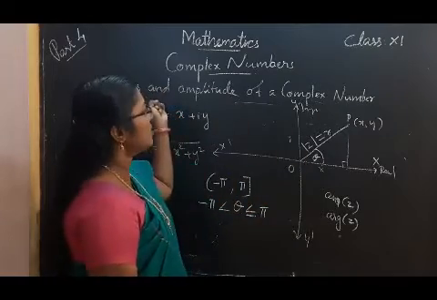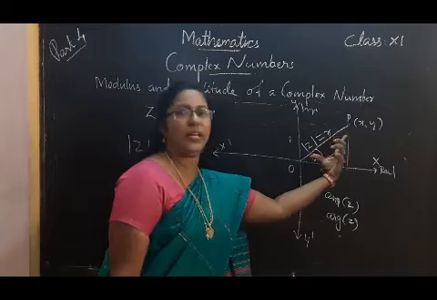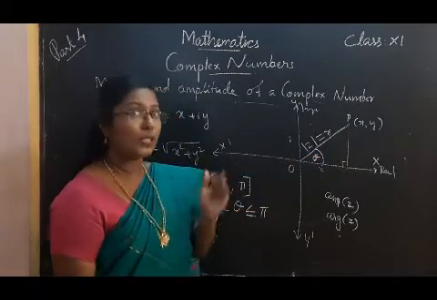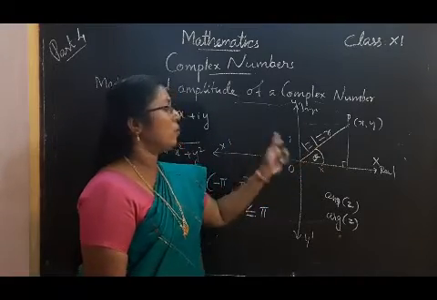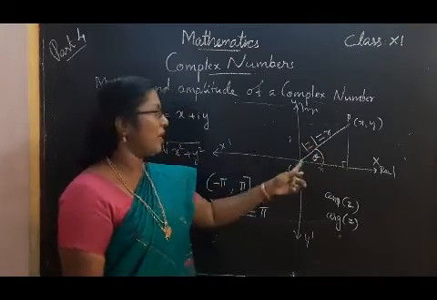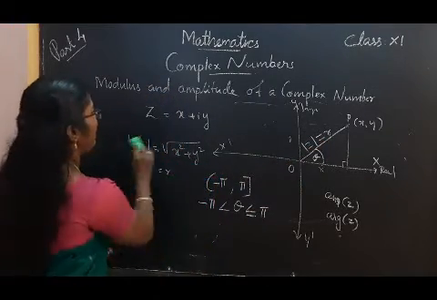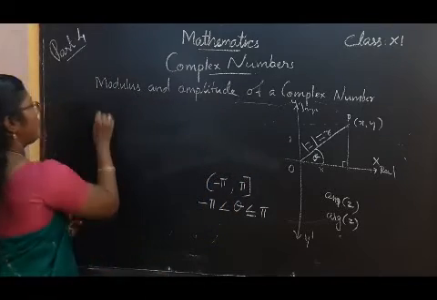Then the modulus is the distance between the origin O and this point P. To find OP using the distance formula, the modulus of Z equals root of x square plus y square, represented by r. Okay. Then the mirror image or conjugate.